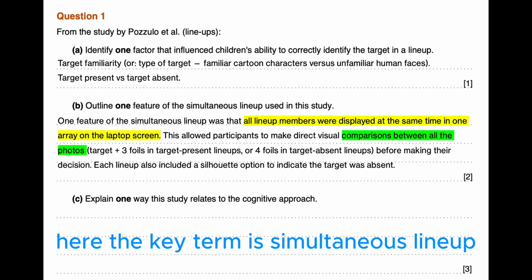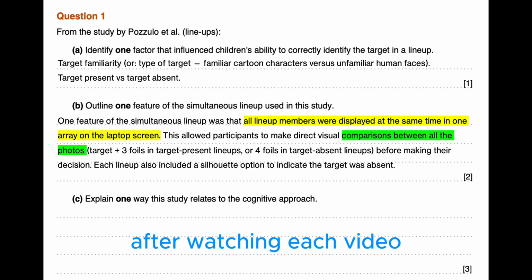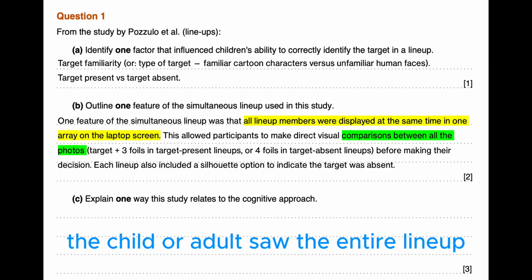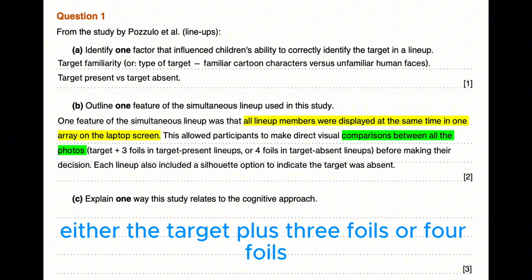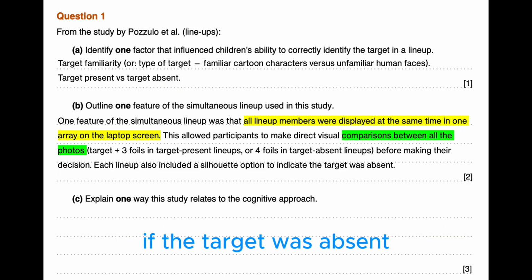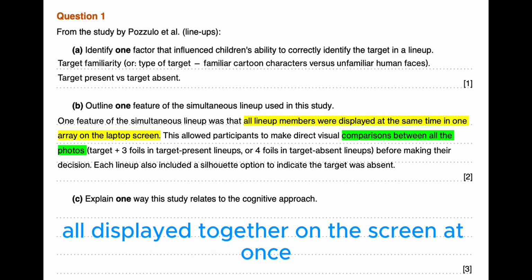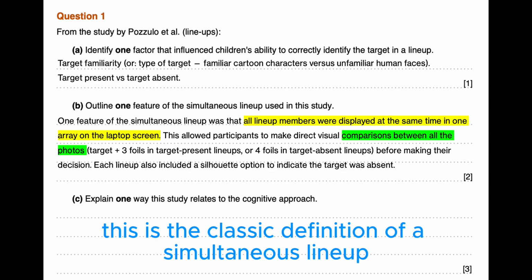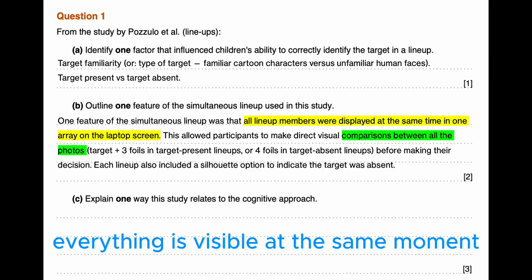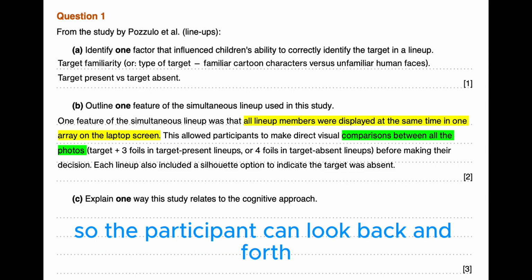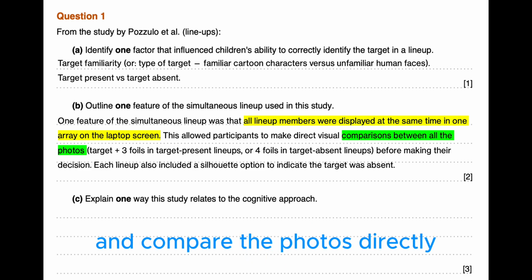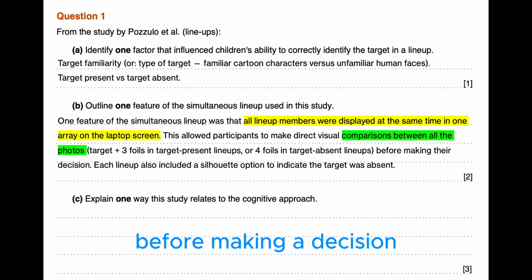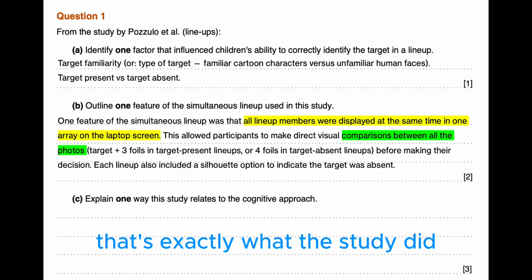Here, the key term is simultaneous lineup. After watching each video, the child or adult saw the entire lineup, either the target plus 3 foils, or 4 foils if the target was absent, all displayed together on the screen at once, plus a silhouette box for "not here." This is the classic definition of a simultaneous lineup. Everything is visible at the same moment, so the participant can look back and forth and compare the photos directly before making a decision. That's exactly what the study did.